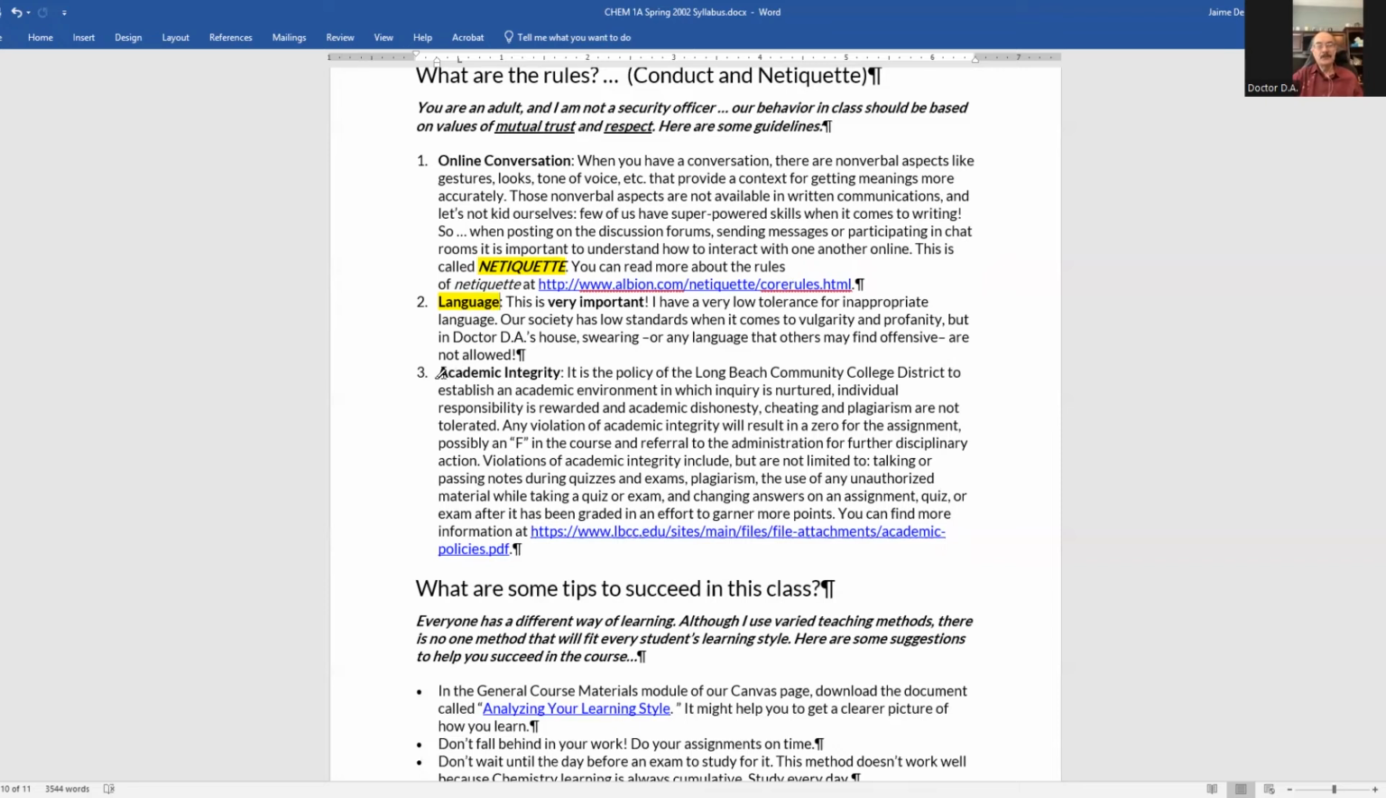Also, please make sure that you read this section here on academic integrity. This is very serious. If you are caught cheating in any kind of assignment, the consequences might be quite harsh. So just avoid it.